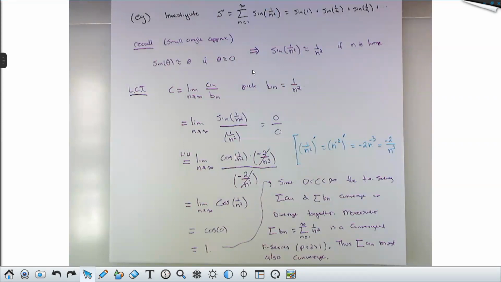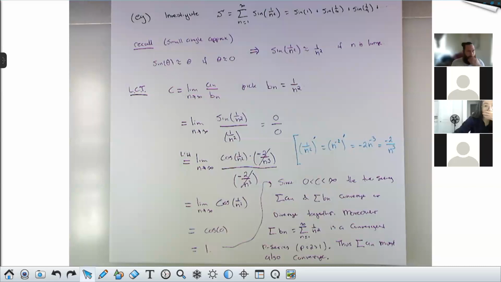Any questions or comments on this guy? Yeah, this is a good question. If bn is larger and sigma bn converges, that would tell me that sigma an converges. But do you know that this is larger? Do we know that 1 over n squared is bigger than sine of 1 over n squared? I don't know that, right? The inequality here would be hard to come up with.